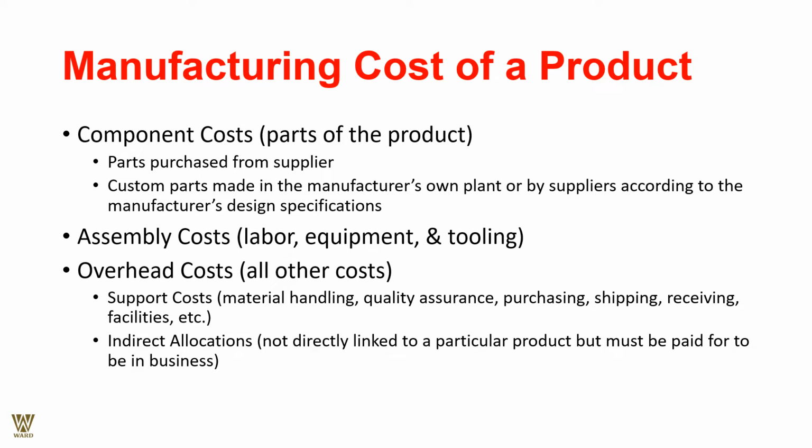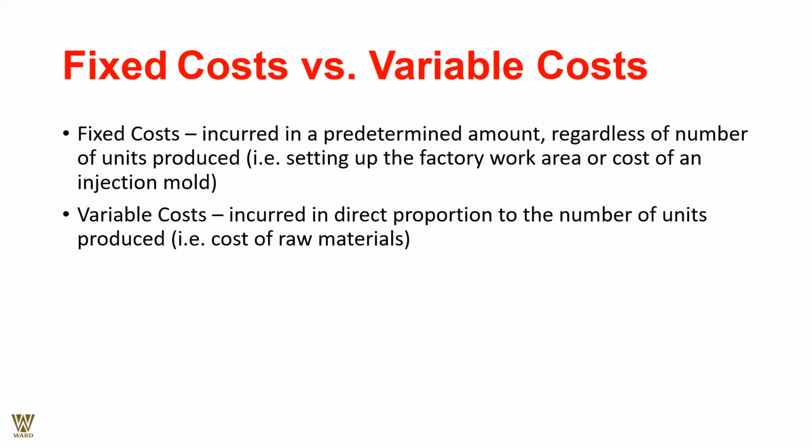Then there are the indirect overhead costs, which are not directly linked to a particular product but must be paid to be in business. For example, disposing of the waste in a responsible fashion, in an ecological fashion, so that it is not hampering the ecosystem in any fashion. So these are your manufacturing costs of your product.